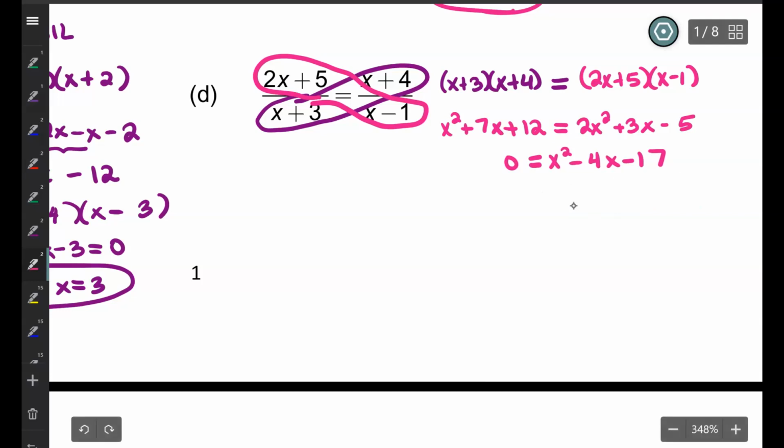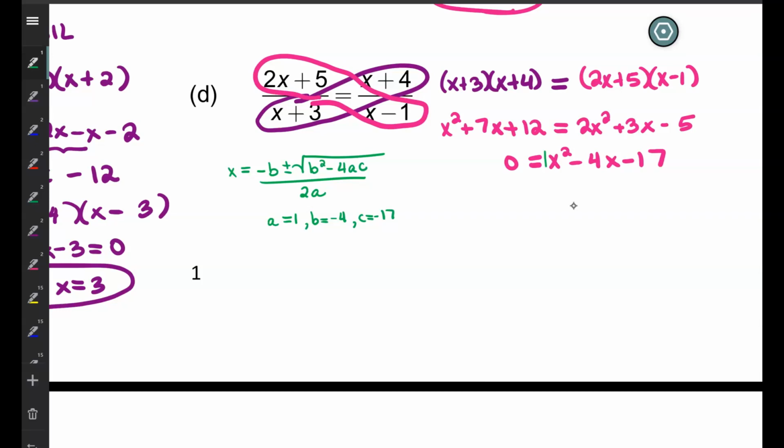So if we think back, you learned something in Algebra 1 called the quadratic formula. It's negative b plus or minus the square root of b squared minus 4ac all over 2a. So in this case, the coefficient of x squared, that's our a. b is going to be negative 4, and c is negative 17. So you might want to go back and review this if you forgot that formula.